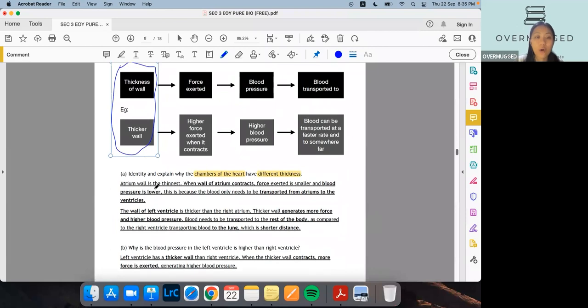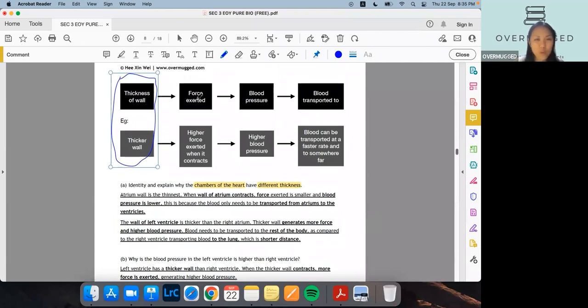So therefore, of course, the wall doesn't have to be thick, the force doesn't have to be strong, the blood pressure doesn't have to be high, because the blood that's being transported to the next spot is the ventricle, really near to each other. But for the ventricle, it's different. The left ventricle needs to transport blood to the rest of the body. Imagine someone that's like 2 meters tall, like those basketball players, it's really far. It's a very far distance from the heart to the toe. That is the furthest distance I can think of.